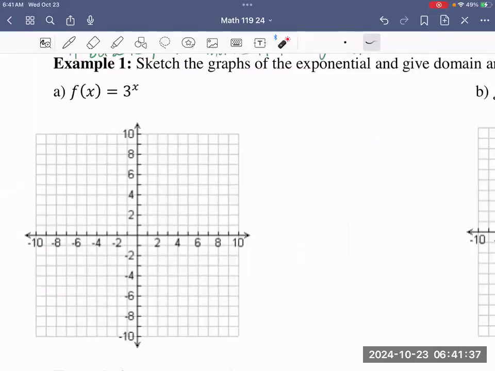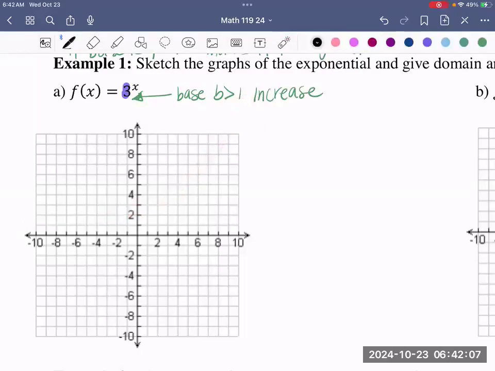Again, there are no restrictions on your x, but we can take a look at your base and determine whether it is going to be increasing or decreasing. Because this 3 is a number that is greater than 1, we have an increasing graph. Base is more than 1, so we're going to increase. So we should have a graph that goes upwards. Now let's pick 3 to 4 values that we can plot and put on our graph.